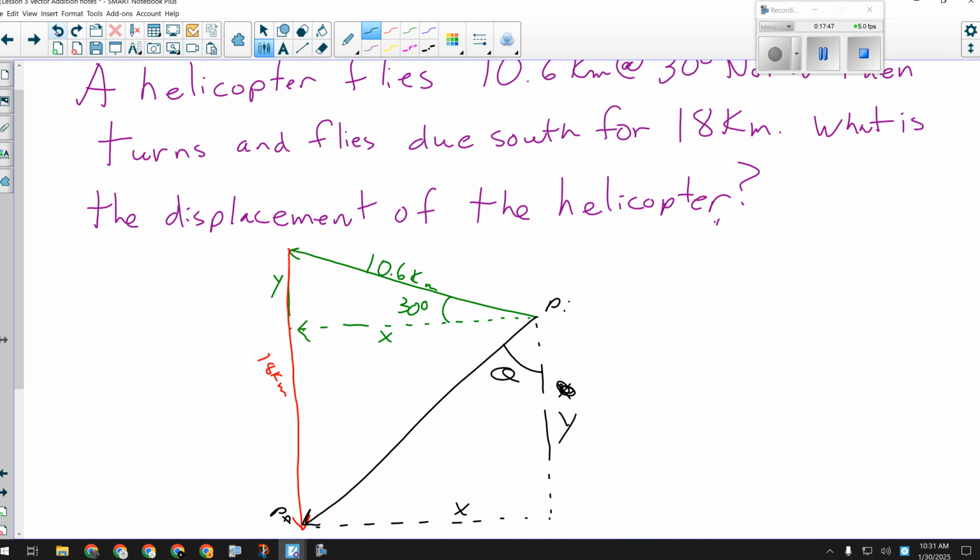Okay, so now that I've got that diagram drawn, I need to figure out how far south this thing goes in total and how far west it goes in total. Which means I need to figure out green x and green y. Would you agree? I'm going to give you a few minutes. See if you can calculate for me green x and green y.